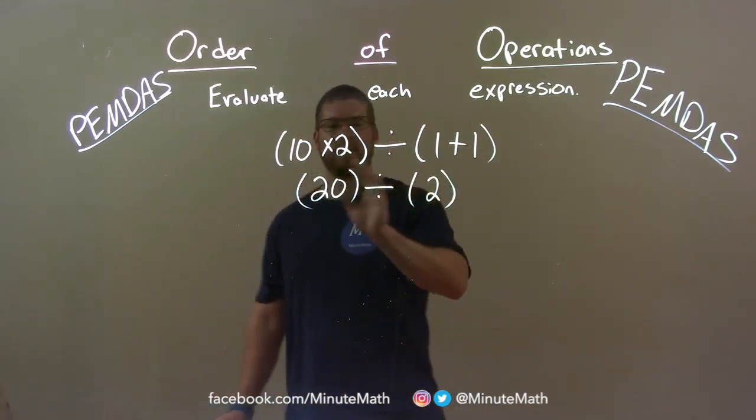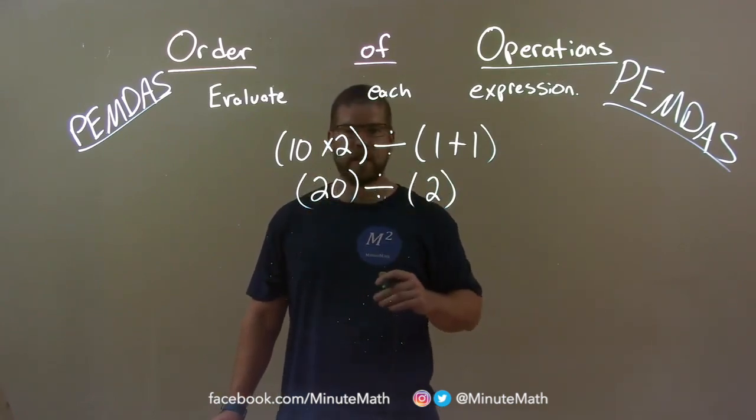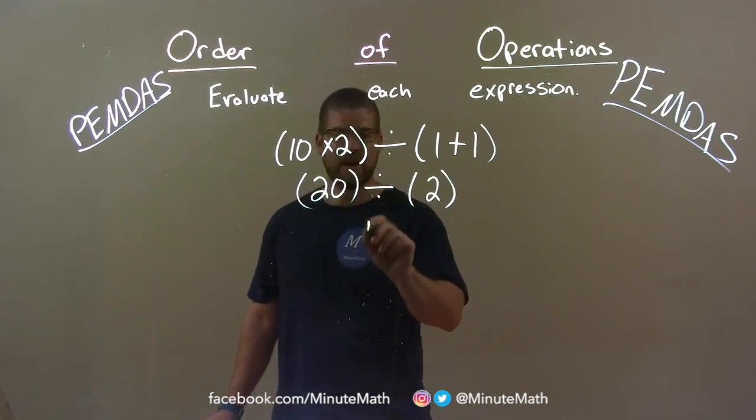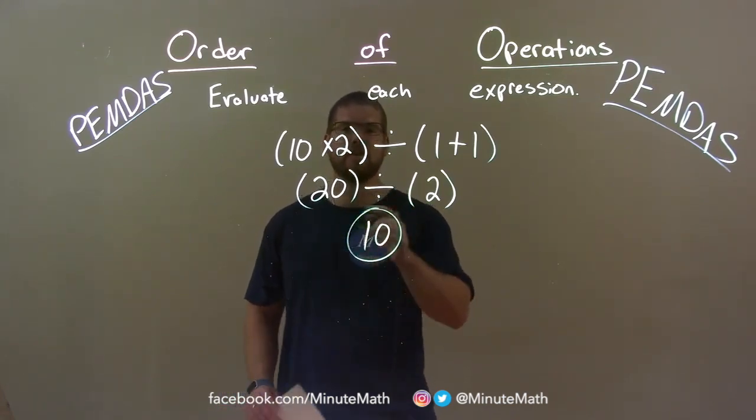Okay? So we have 20 divided by 2 now. Now we can do with that. 20 divided by 2 is 10. And so our final answer here is 10.